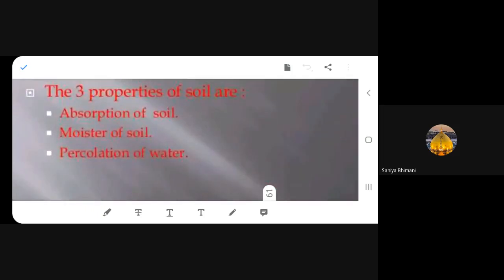So the properties of soil are absorption. What is absorption? Obviously water, right? That's the first property. Second is moisture of soil. How much water is present in the soil? Third, percolation. How much water will trickle down the earth, trickle down the layer and become the water table. That is called percolation. These are the properties of soil.